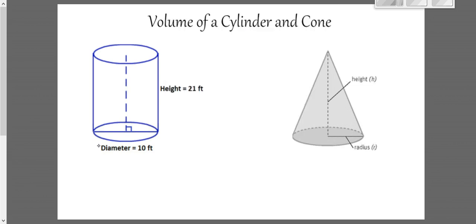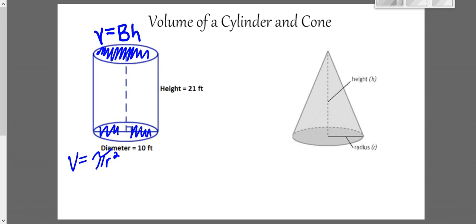So to find the volume of a cylinder, our formula is V equals BH. Remember, B means area of the base. And really, I'm finding V equals pi r squared, because that's how I'm going to find the area of my circle. So let's shade our bases. And then we're going to multiply by our height. So pi r squared once again represents my B.